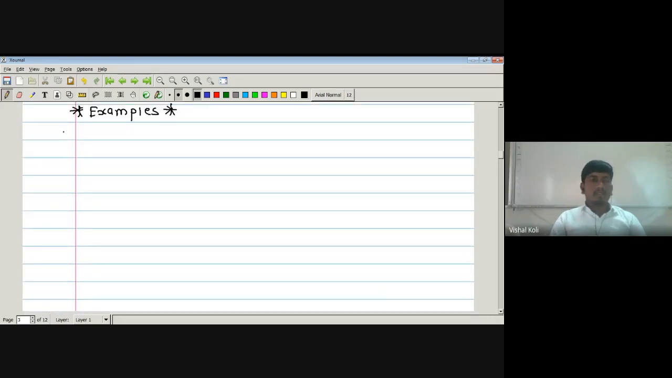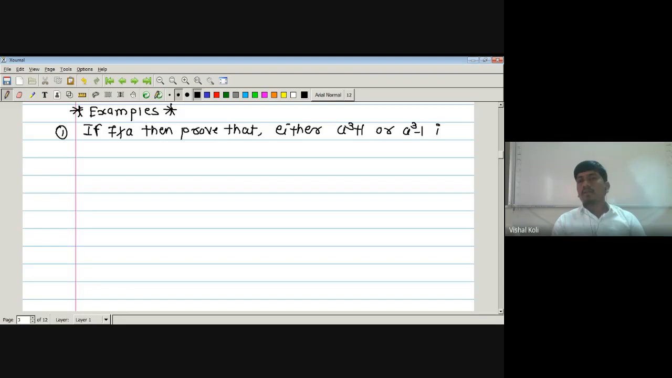First one, if 7 does not divide a, then prove that either a cube plus 1 or a cube minus 1 is divisible by 7. Okay, so here we have to use Fermat's theorem. Okay, let's see its solution.